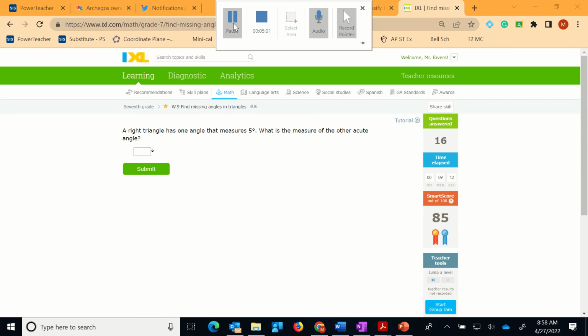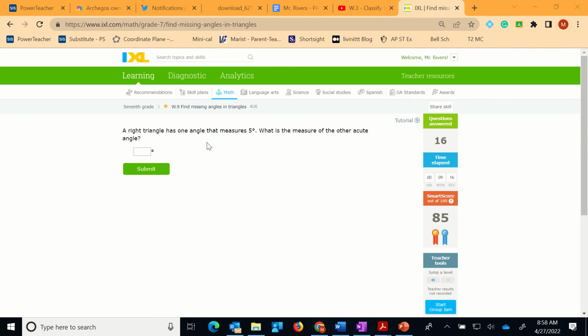Okay, I went ahead and jumped ahead to 85. They were all pretty much the same up to this point. Here we have a different one though. A right angle. All right, what's the right angle? Oh, sorry, right triangle. A right triangle's got a 90-degree angle, right? So we know one of the angles is 90. Has one angle that has a measure of 5 degrees.